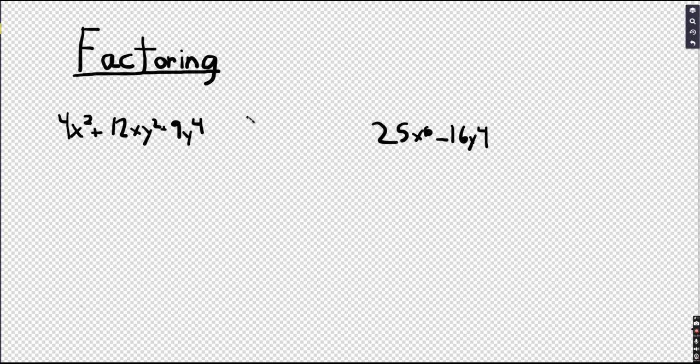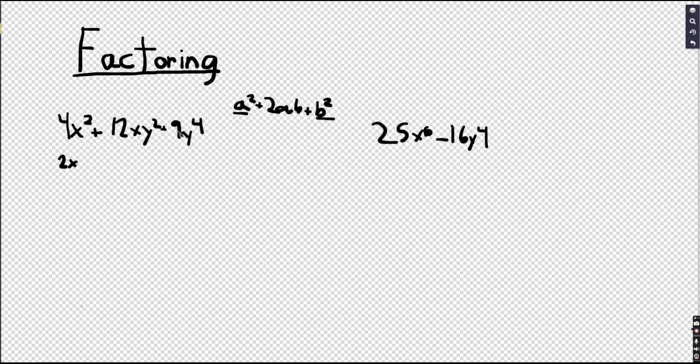So it could be in the form a squared plus 2ab plus b squared. Okay, well, let's try to prove this. So we know that the first and last term are squared, so let's unsquare them. So 4x squared. So what's the square root of 4x squared? Well, the square root of 4 is 2, and the square root of x squared is x, okay?